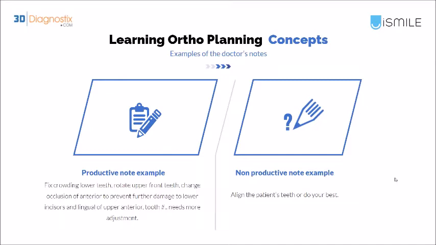A productive note, for example, can be, please fix the crowding of the lower teeth, or rotate the upper front teeth, or maybe a specific tooth, for example, number 7, number 9 needs a little bit more adjustments or rotations. We need to change the occlusion of the anterior segment to prevent further damage to the incisors. Any kind of specific notes would help.